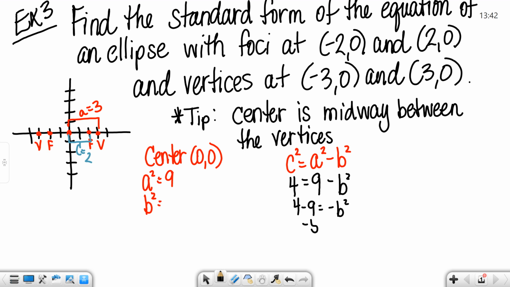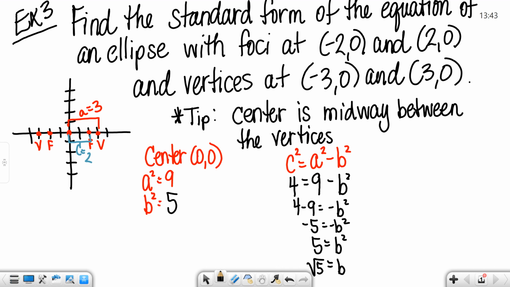So if I subtract 9, divide by that -1, and then take the square root. I know that b, that is a 5, sorry guys. B is the square root of 5. Now b squared, I know, is 5. Okay, b squared is 5.